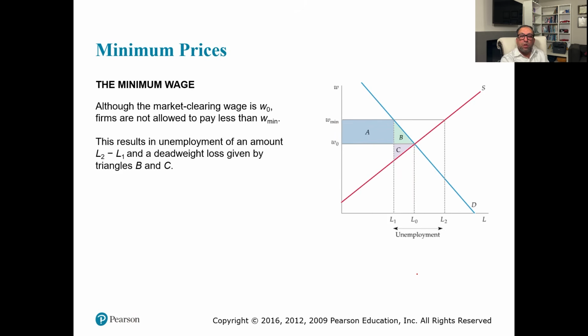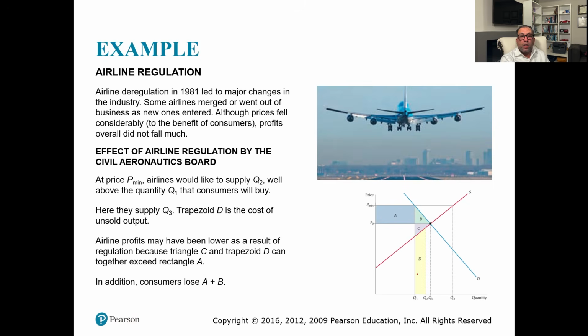So with the minimum wage, although the market clearing wage is W0, firms are not allowed to pay less than W minimum. This results in unemployment of an amount L2 minus L1 and a deadweight loss given by the triangles B and C. So that's again an example of our minimum wage, and we see that with a minimum wage there is a point of unemployment.